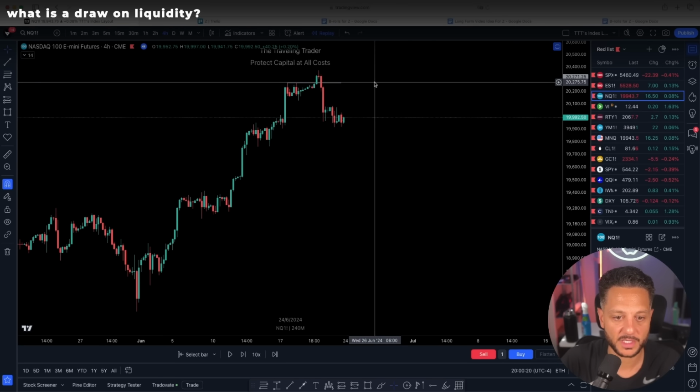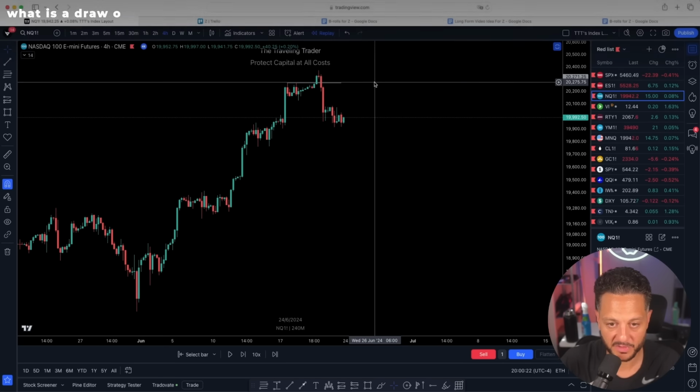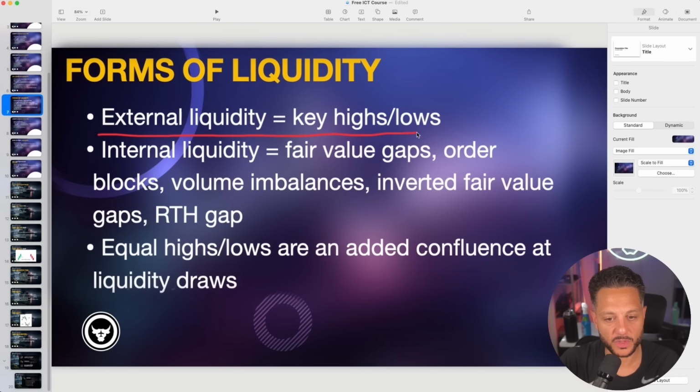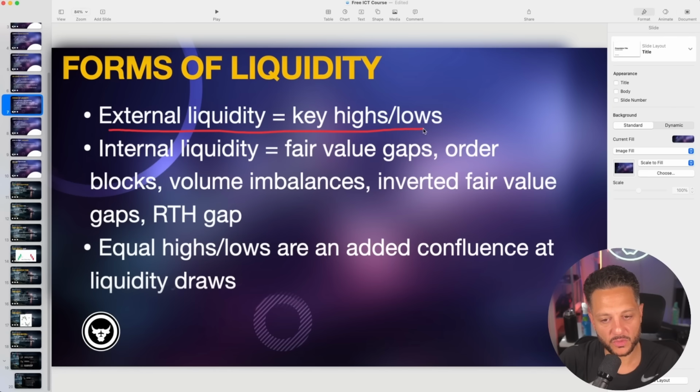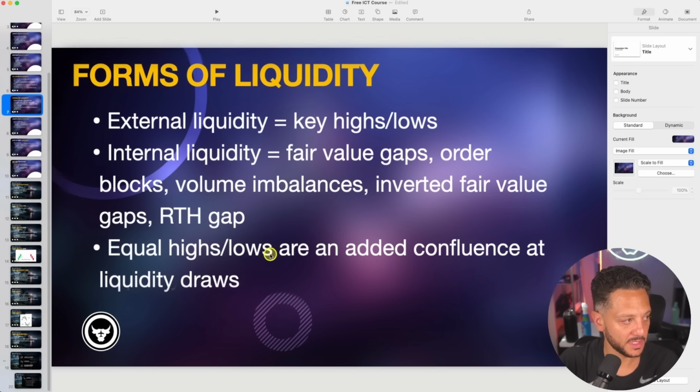Well, what is a draw on liquidity? A draw on liquidity can be a number of things. You have external liquidity, and different people will call this different things. So don't worry about the name so much. Let's just focus on the concepts. But external liquidity is key highs and lows, right? Major highs and lows. Internal liquidity in the form of fair value gaps, order blocks, volume imbalances, inverted fair value gaps, etc. And then you have equal highs and lows, right? Equal highs and lows can also be liquidity draws.